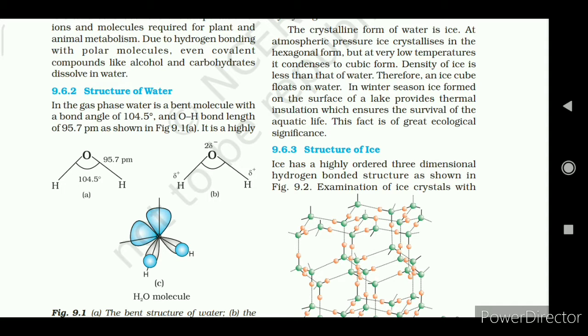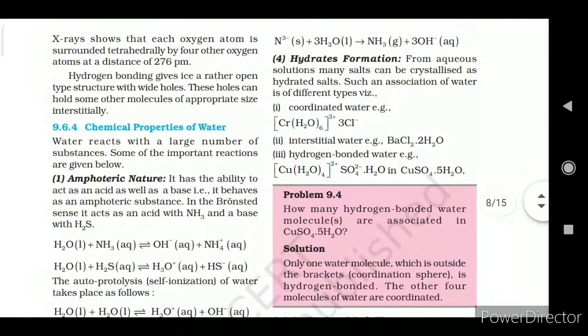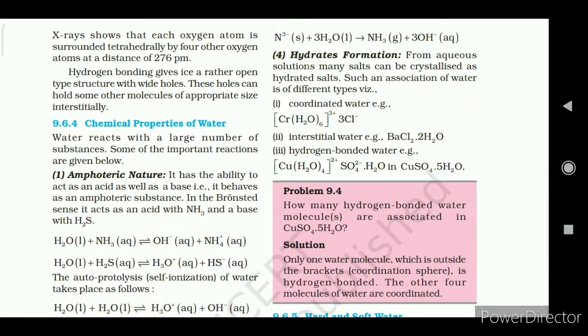9.6.4 Chemical properties of water. Water reacts with a large number of substances. Some of the important reactions are given below. Number 1. Amphoteric nature. It has the ability to act as an acid as well as a base. It behaves as an amphoteric substance. In the Bronsted sense, it acts as an acid with ammonia and as a base with hydrogen sulfide. The protolysis of water takes place as follows: H2O + H2O gives H3O+ + OH-.